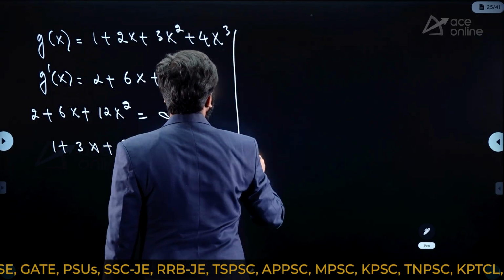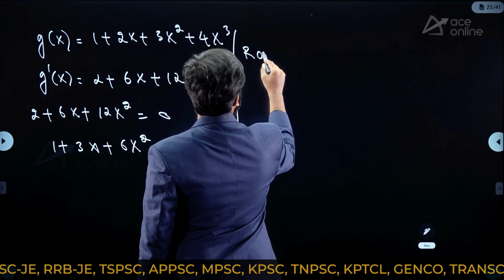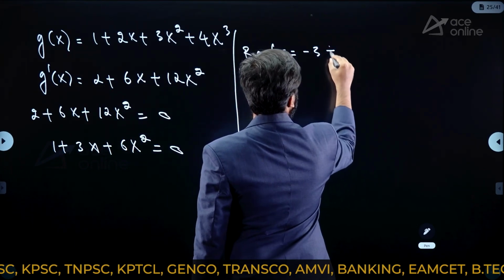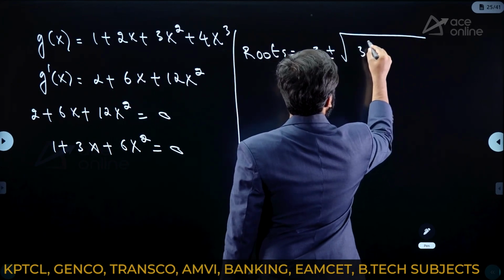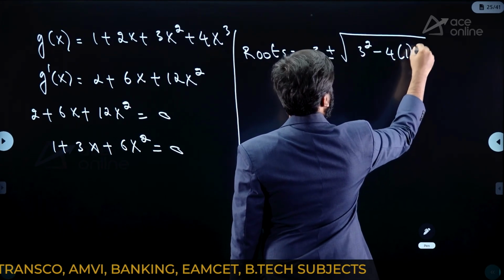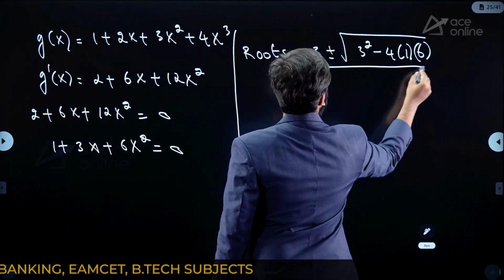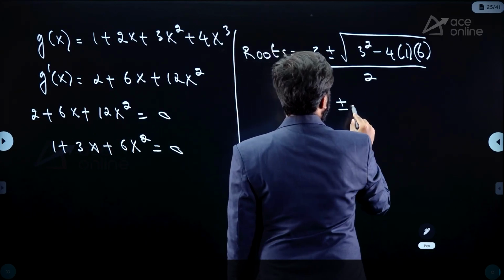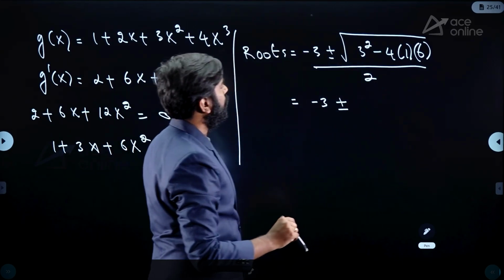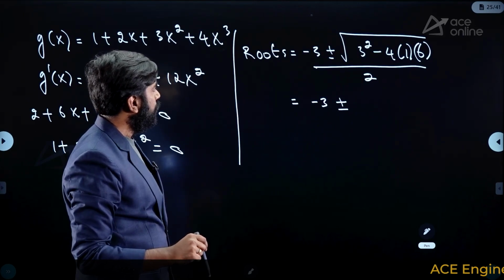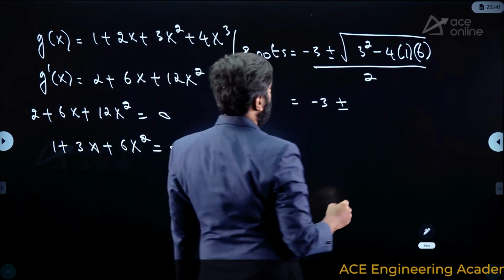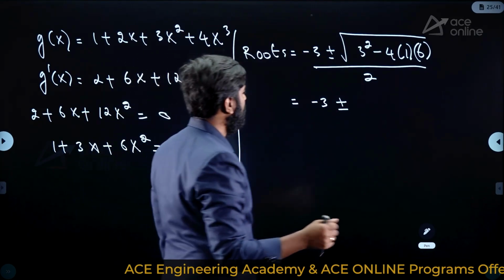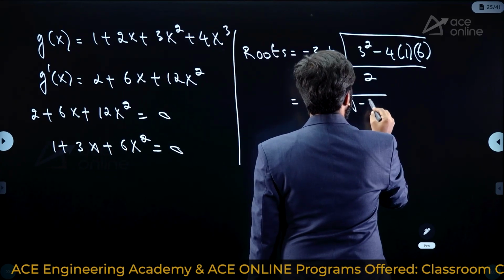So let me find the roots. The roots formula is minus b, which is minus 3, plus or minus the square root of 3 square minus 4 into 1 into 6, whole divided by 2. So what are the roots? Minus 3 plus or minus, this is 9 and that is 24. So 9 minus 24 is minus 15. So this is minus 15.